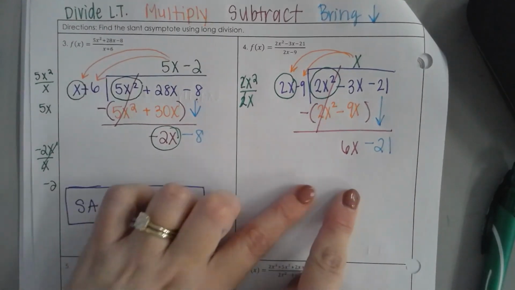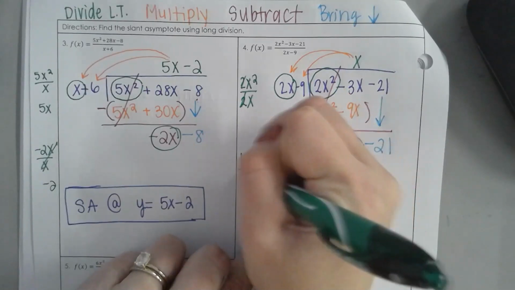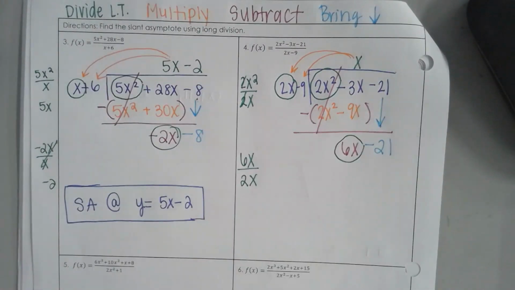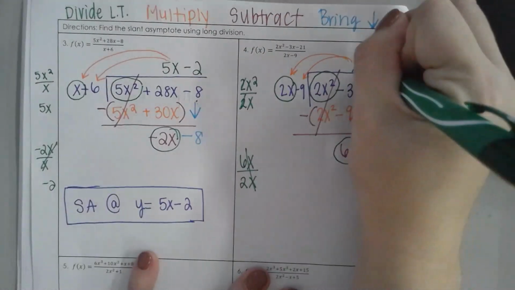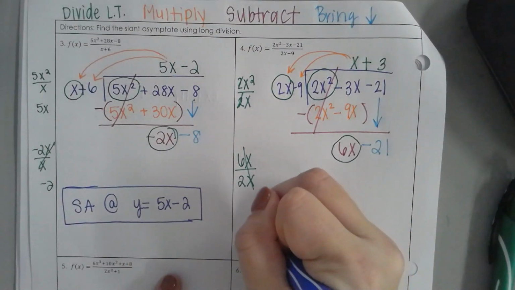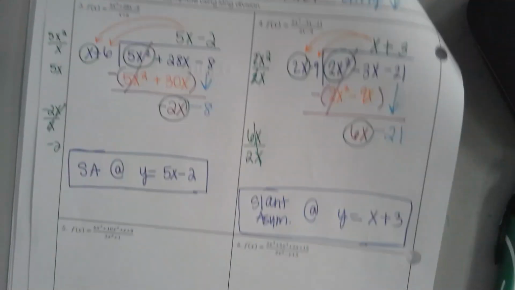So then we're ready to go back. This 6x is my new leading term that I'm still going to divide by this one out here, 2x. 6x divided by 2x. Those cancel, just leaving us with positive 3. So I have a slant asymptote at y equals x plus 3. So tomorrow we'll do these last two, and then you'll just do some practice with them.